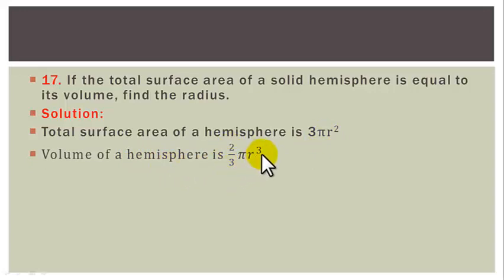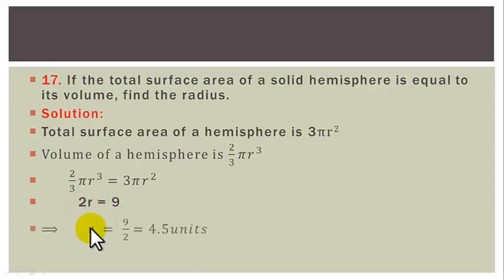So if these two are equal, that is, if 2 over 3 pi r cubed is equal to 3 pi r squared, r squared will cancel r cubed to give us r here, and pi will cancel pi. What you have here is 2 over 3 r is equal to 3. When you cross multiply 3, you have 2r equals 9. Dividing both sides of this equation by 2, we obtain r equals 9 over 2. And 9 over 2 is equal to 4.5 units.